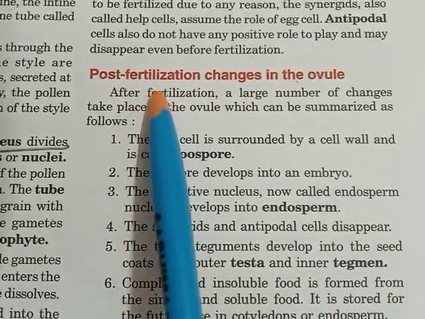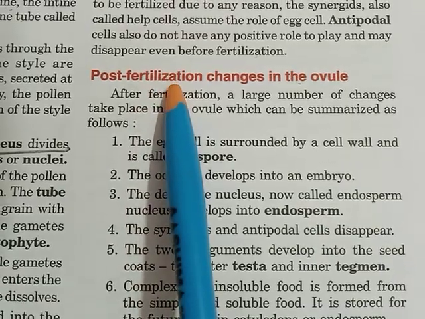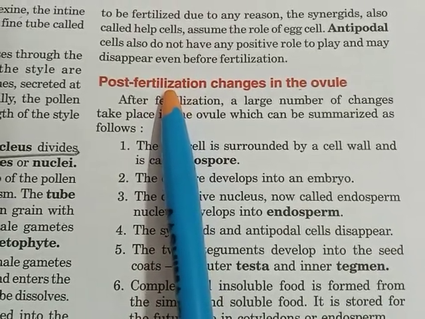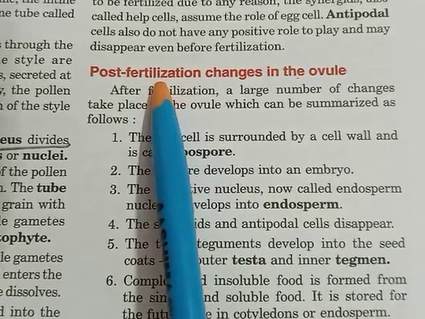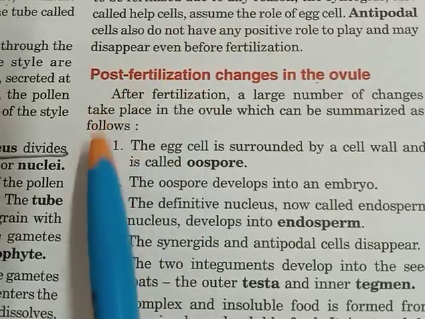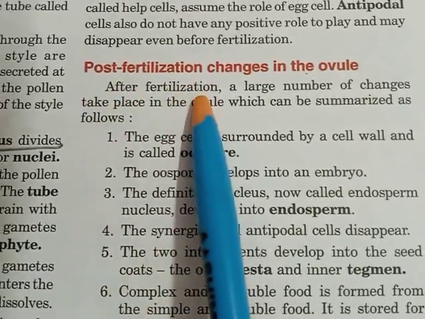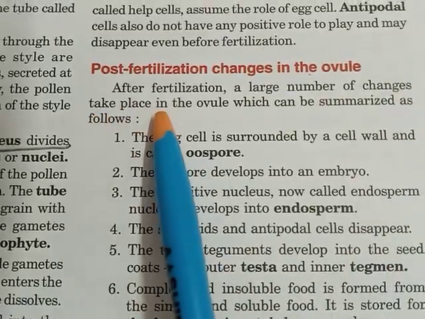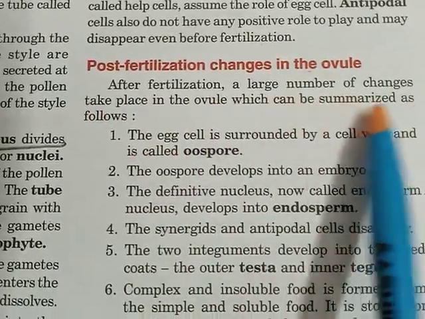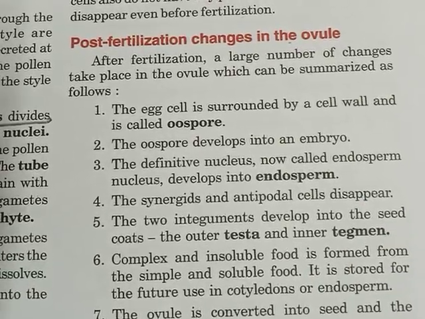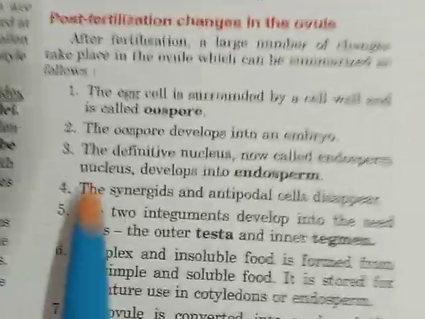Post fertilization means the changes which take place in the ovule after fertilization. Those changes are known as the post fertilization changes. After fertilization, a large number of changes take place in the ovule, which can be summarized as follows. So the changes which take place in the ovule we will see here.